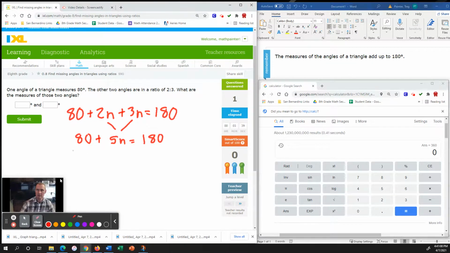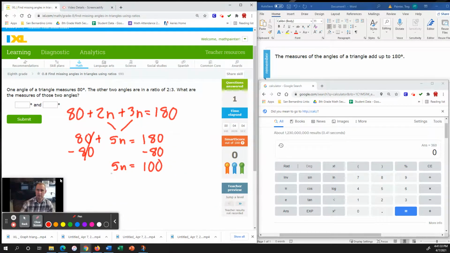Next step, we're going to subtract 80 from both sides because we're going to try to isolate n by itself. So minus 80, minus 80. Now the 80's cancel out. 5n equals 180 minus 80, which is 100 even.